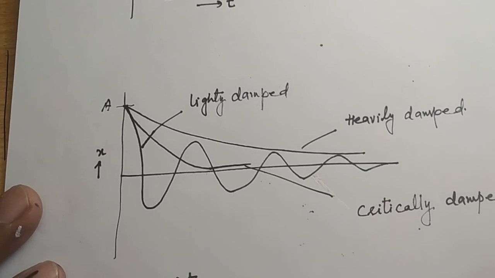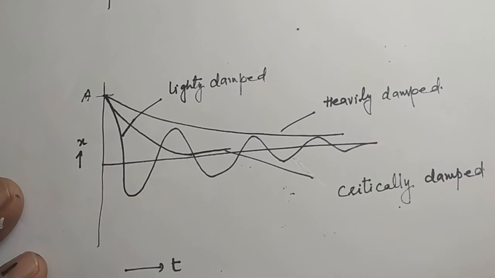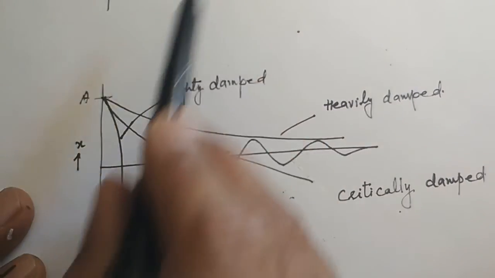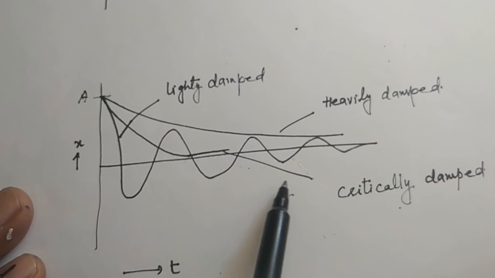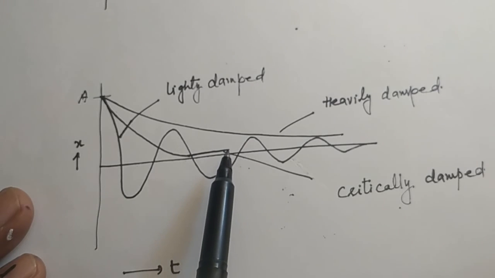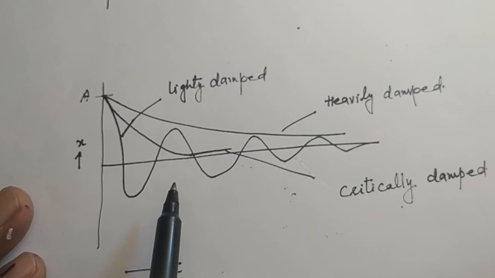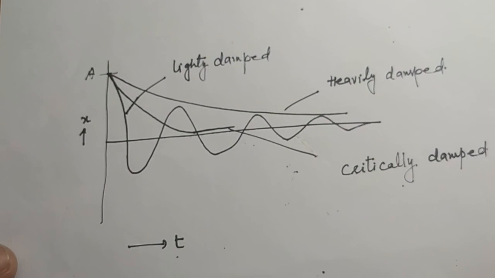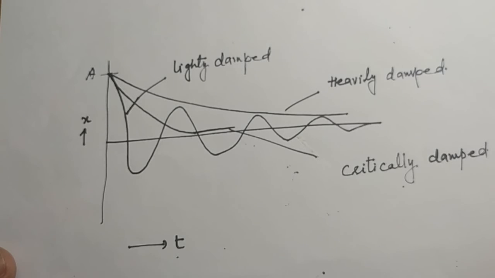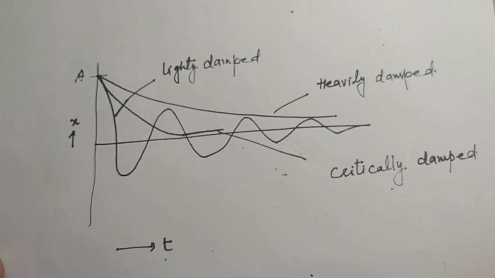And when it is lightly damped, this is the case, and that can be shown in the same diagram. So in the same diagram we can show all three effects of damped oscillation. And that's all about the mechanical damped oscillator. The next topics will be discussed in the next video.